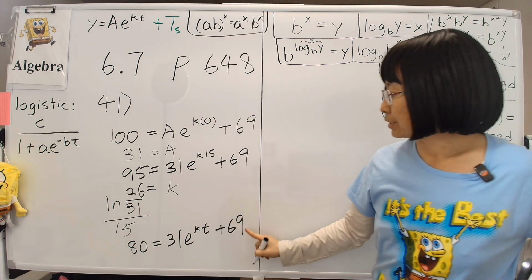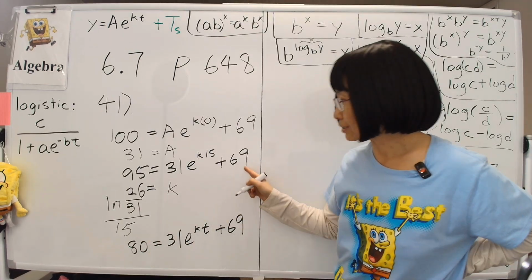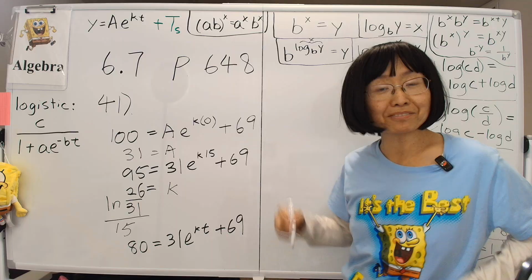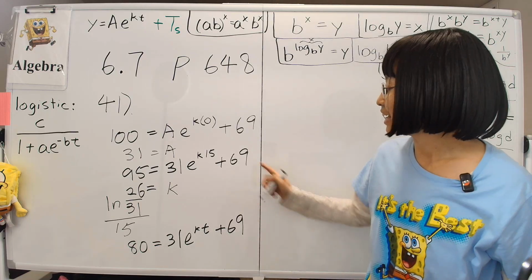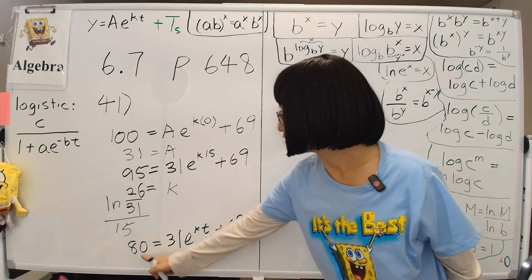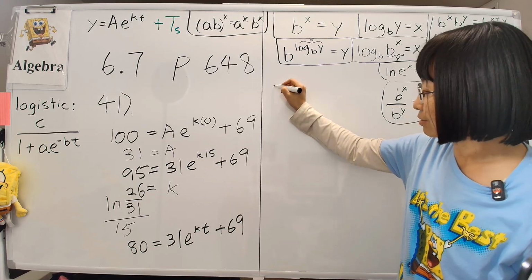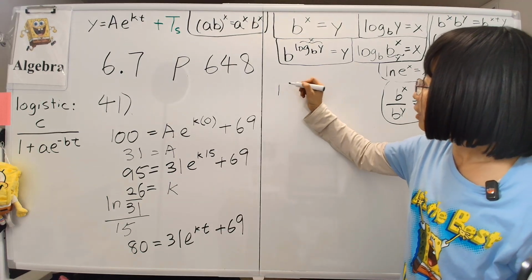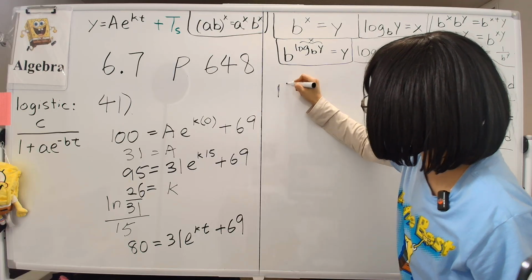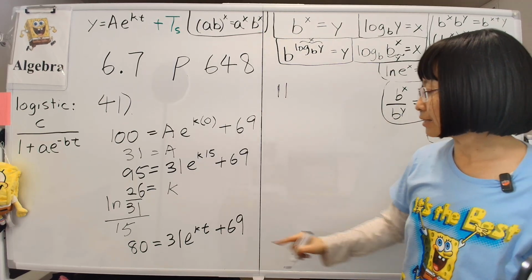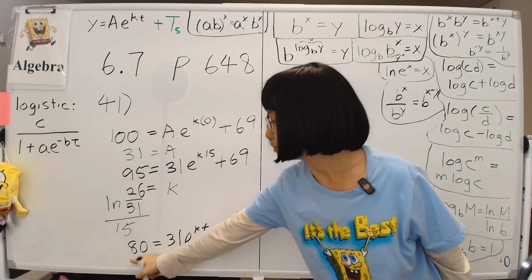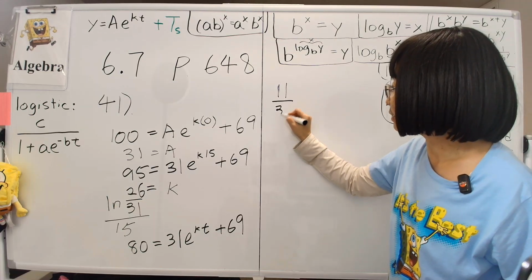So we need to throw the 69 over there. We do the same thing as here, okay? We keep doing the same thing, same job. So let's throw this over there. That's 80 minus 69. That is going to be 11, right? So that's 11, okay. And then next we get rid of the 31, push it down here, divide by 31.